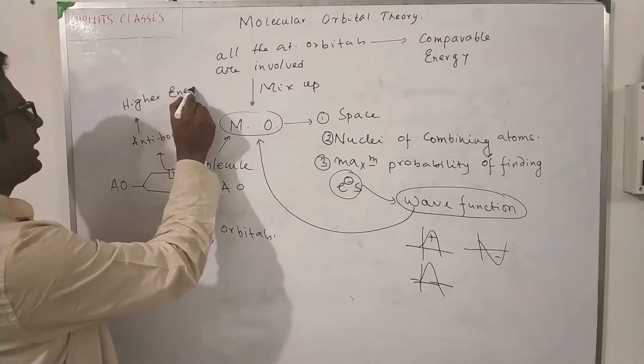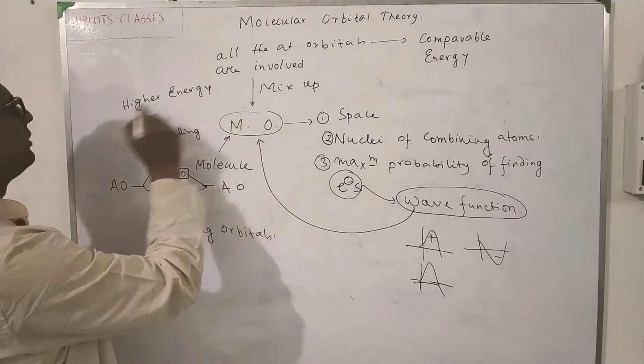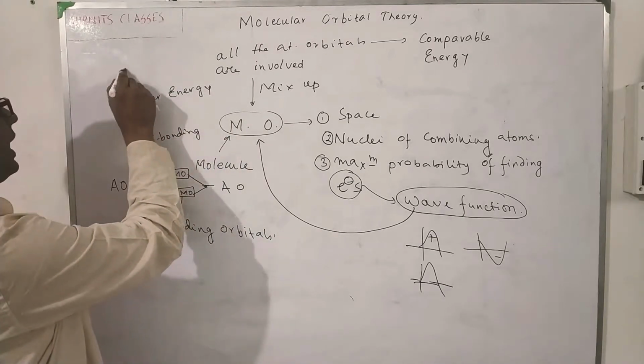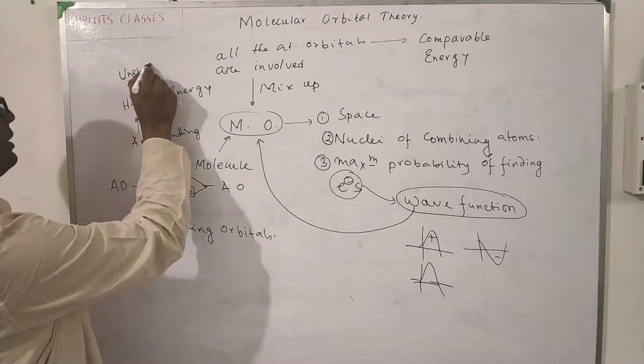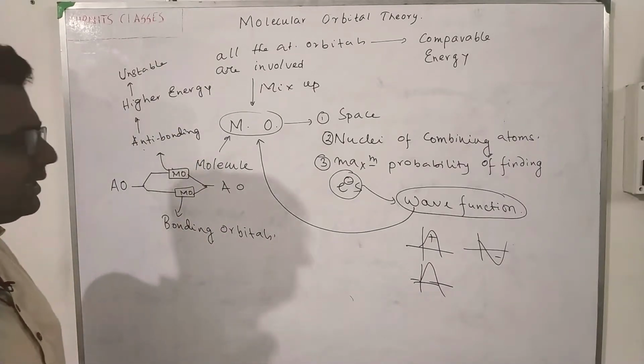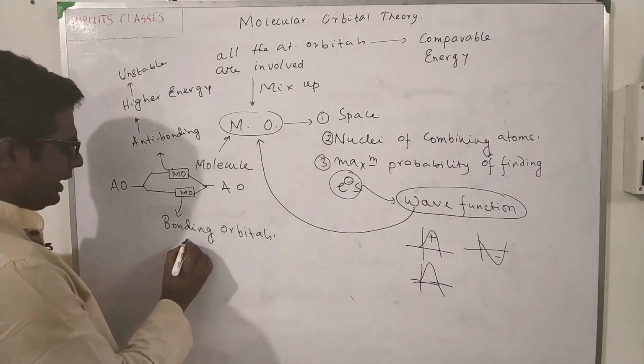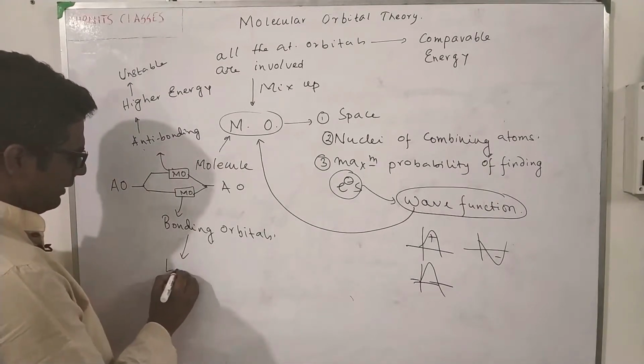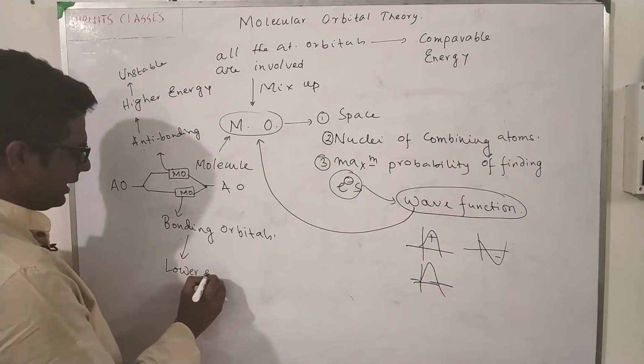If it is higher energy, then only it will be unstable. Because at the end of the day, bonding is about stability, which is basically about minimum energy. What is a bonding orbital? It will have lower energy. ठीक है.